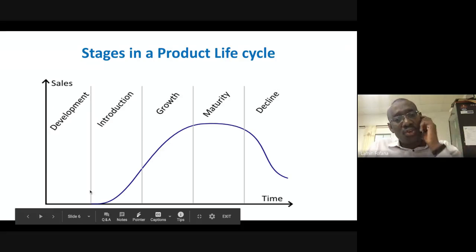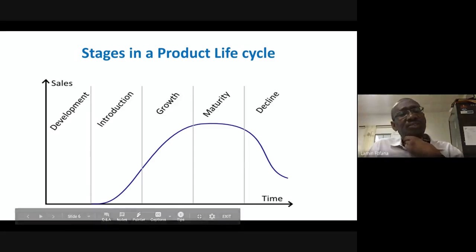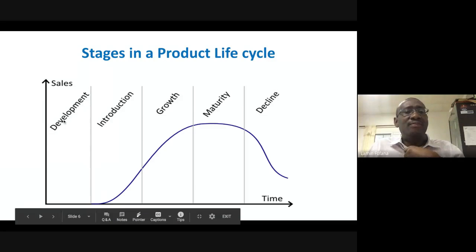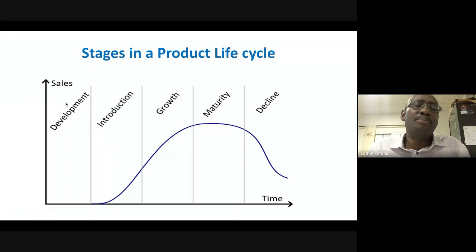Okay, so the first stage, as we can see on the chart, is the development stage. What is this stage? This is the stage whereby the product or service is being developed. Just like a human being, this is the pre-birth stage. This is when you have not, in fact, been born to the earth. So that is the development stage.